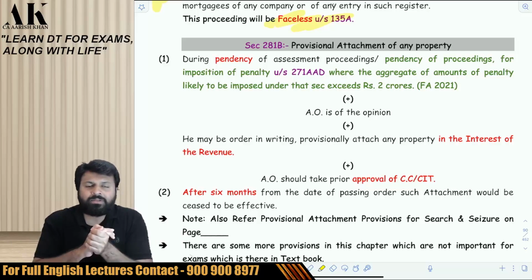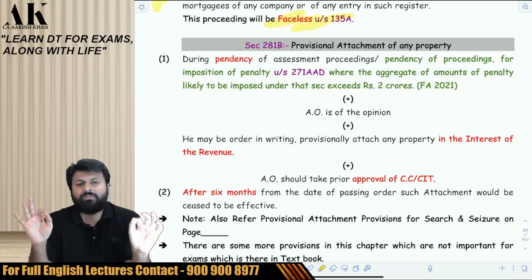Otherwise, during penalty proceedings, you cannot do what? Provisional attachment. Who will do provisional attachment? AO will do. Why will he do? In the interest of the revenue. Will he take any approval? Yes, he has to take an approval from Chief Commissioner or Commissioner.